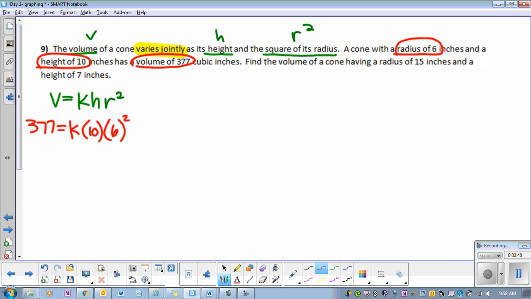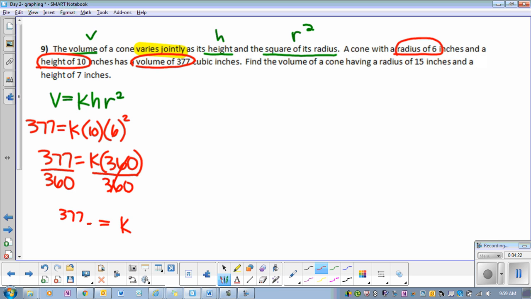So listen, how do we find the K? Would you solve for 10 and 6? Yeah, and 6 squared. What is 10 times 6 squared? Yeah, 360. This problem is actually just like the one in your notes. In order to solve for K, I need to divide by 360, right? And I think the decimal is really weird, so let's just leave it as a fraction, this K.